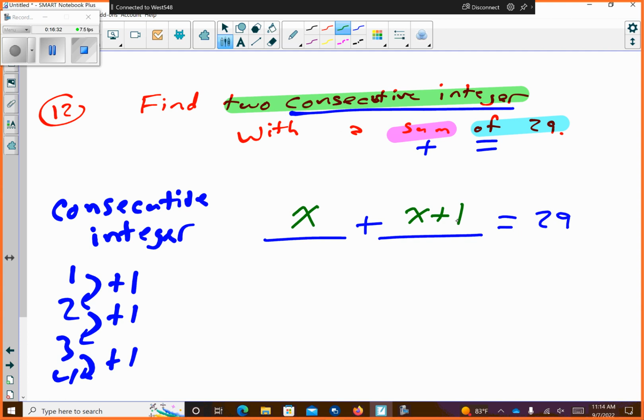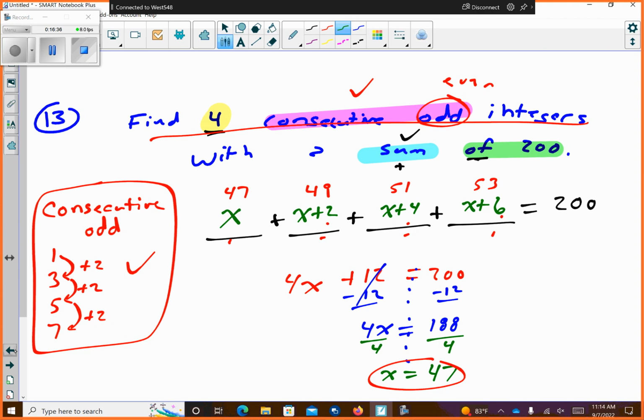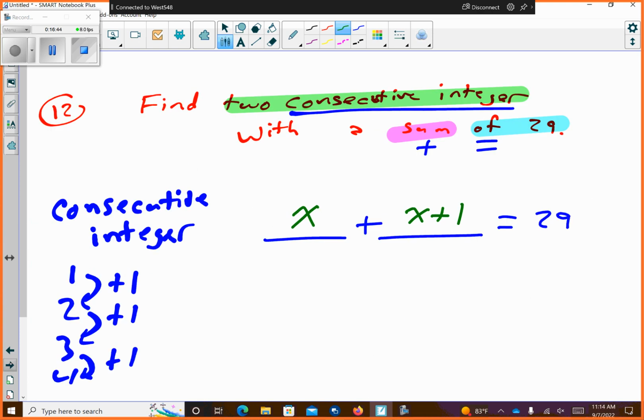Take a look at what we have. So let me go back to the other one. This was x and x plus 1. The one prior to it was x, x plus 2, x plus 4, x plus 6. So if it's even or odd, you're going to do that exact pattern. If it's just consecutive integers, it would be x, x plus 1. The next one would be x plus 2, the next one x plus 3, the next one x plus 4, and so on and so forth.